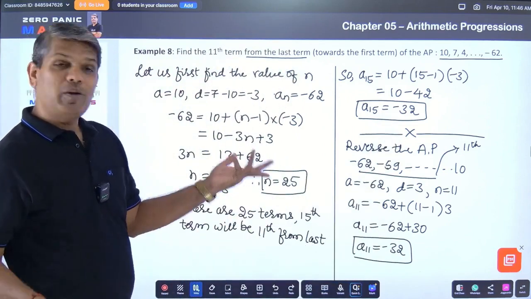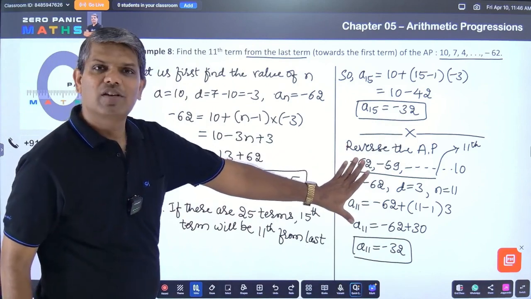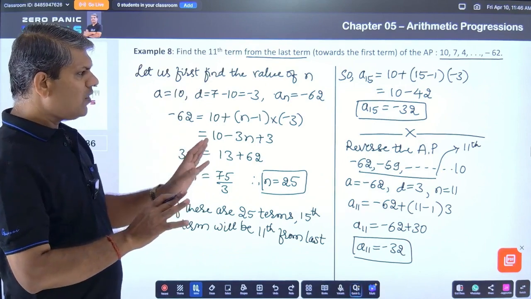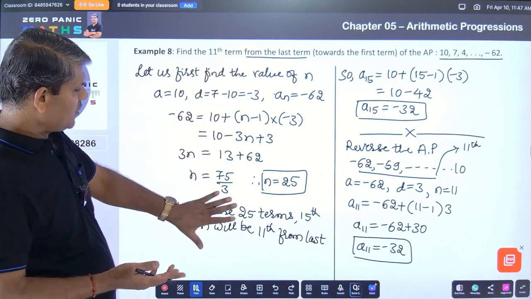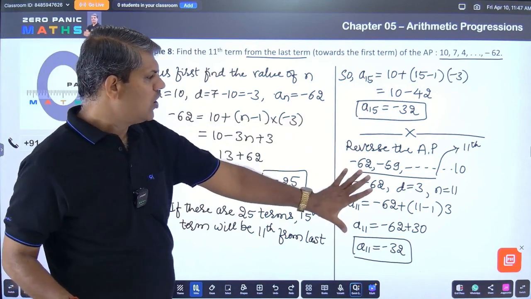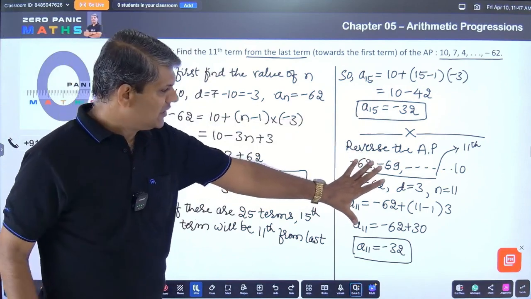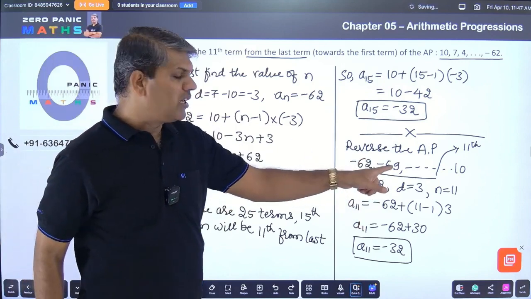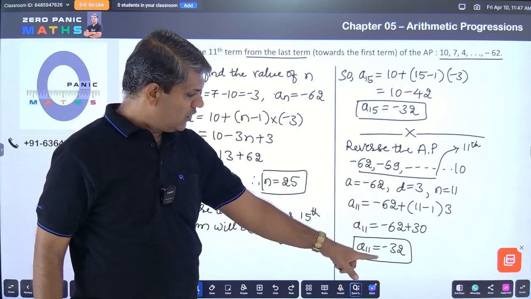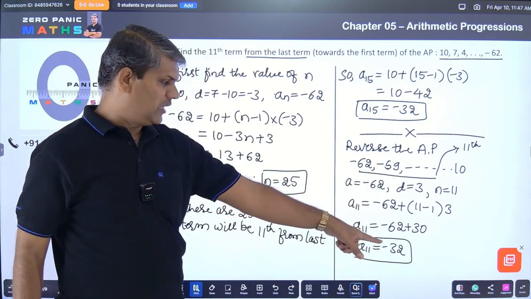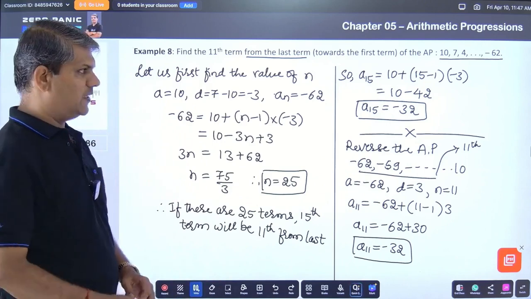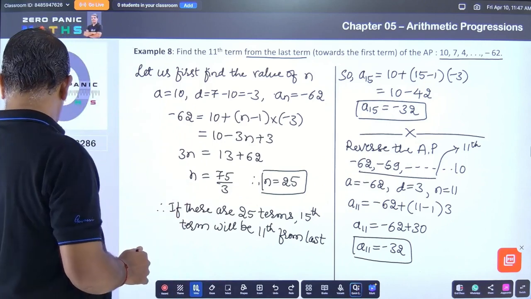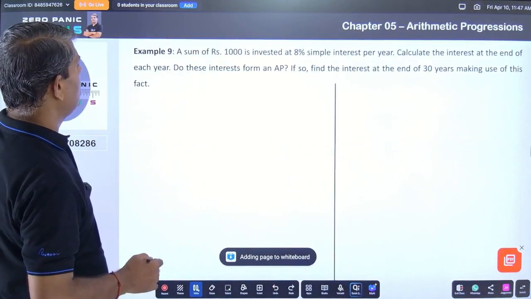Which will be easier? This part will be easier. So with the given problem, if you analyze in this way, you are going to get the same value. Or if you feel that this part is easier, by reversing it and finding out the common difference in a different way, you can directly find out A11, that will also get you the same result. I hope you understood this. Now let us quickly move to the next problem.